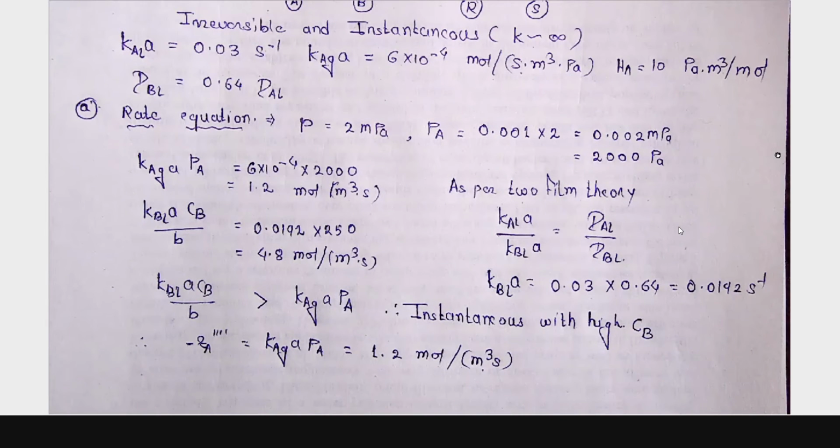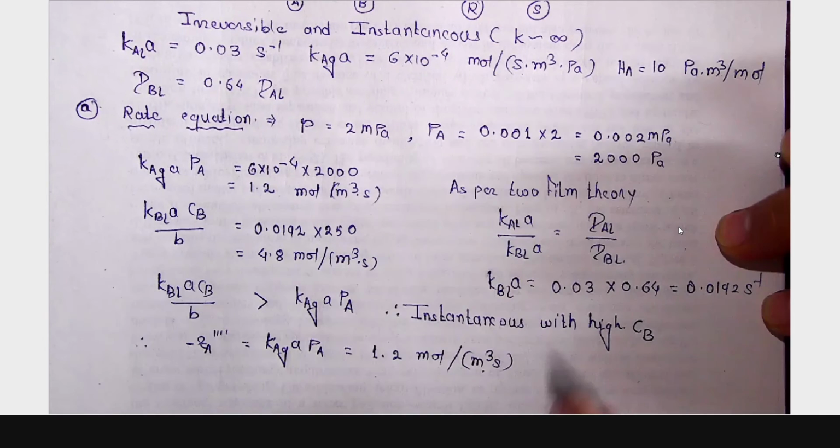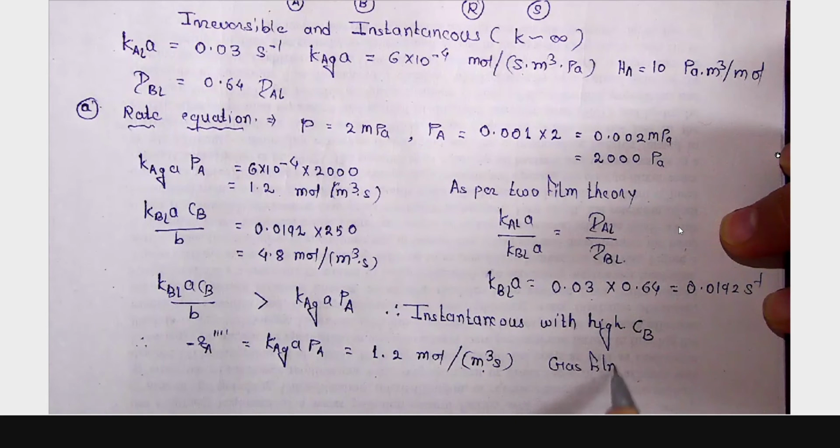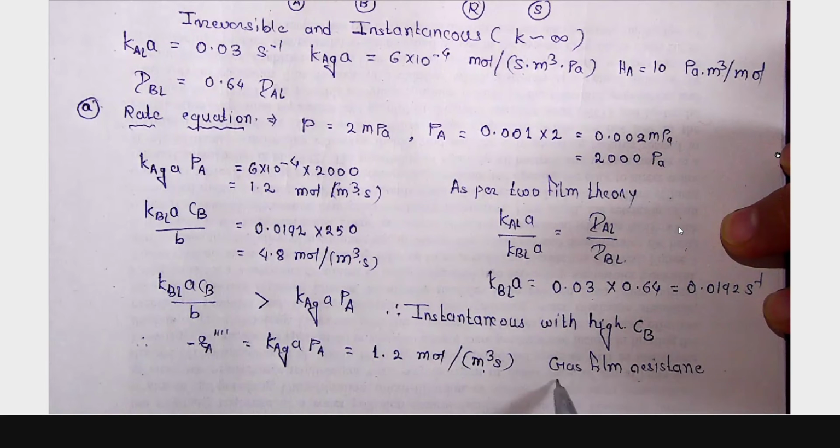Now, this is the part. Okay. So now rate controlling will be what, our gas film resistance will be controlling. Is it?